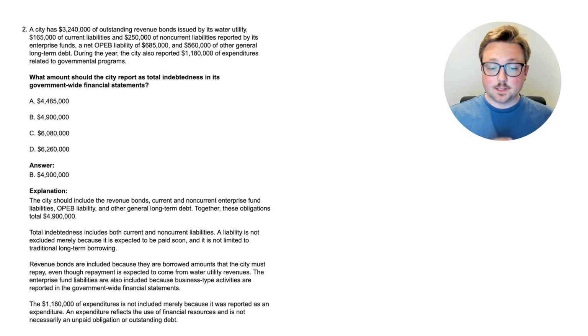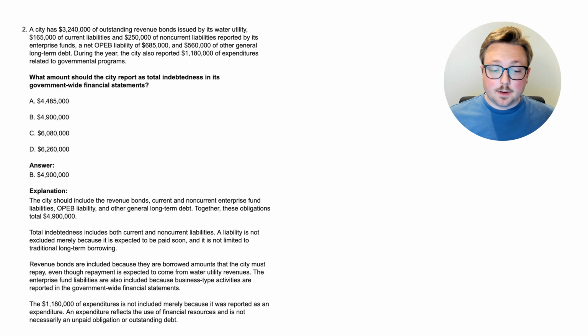Let's go through this. The city should include the revenue bonds, current and non-current enterprise fund liabilities, OPEB liability, and other general long-term debt. Together, all of those add up to $4,900,000. Total indebtedness includes both current and non-current liabilities. So don't get confused by this is due in 6 months, this is due in 5 years. Any liability that would be included in total indebtedness is included whether it's current or non-current. We're going to learn a little bit about what kinds of things are not going to be included, but so far, if it would be included in total indebtedness, it doesn't matter if it's current or non-current.